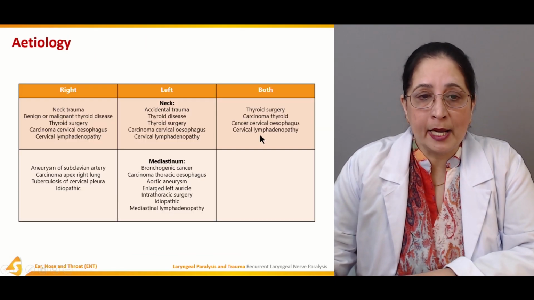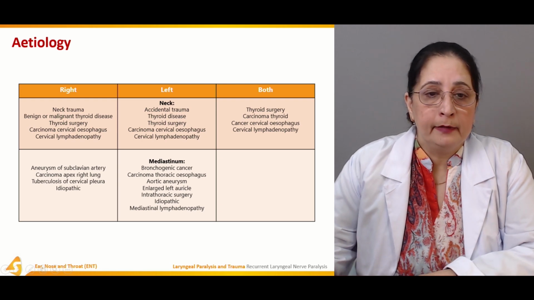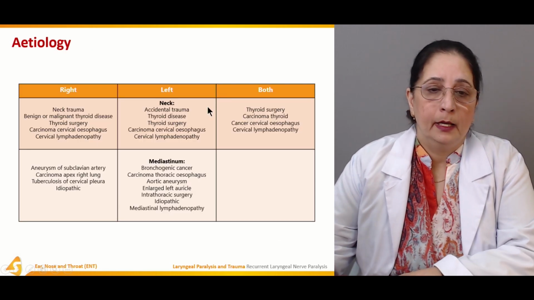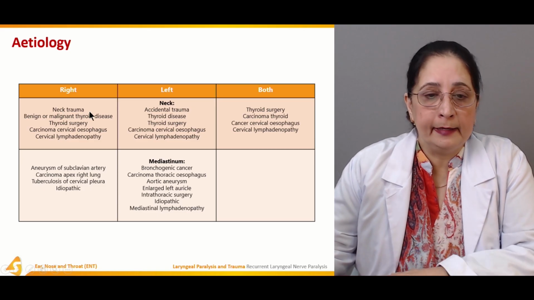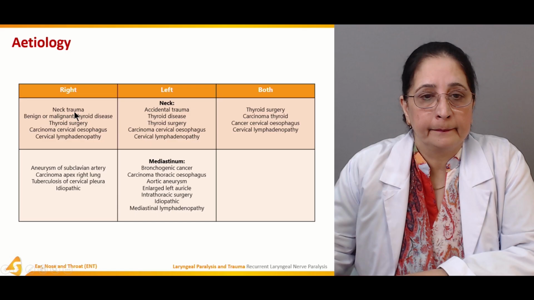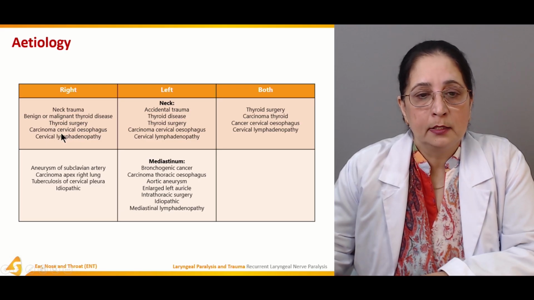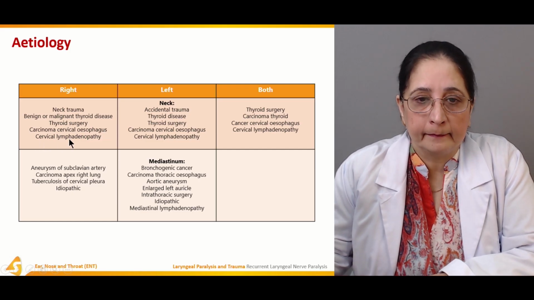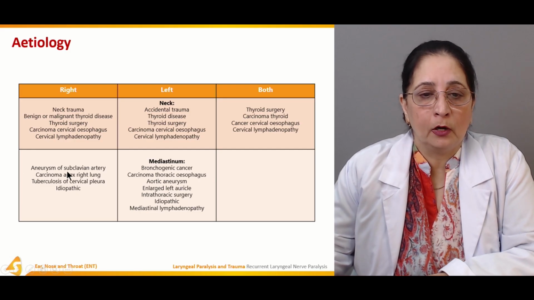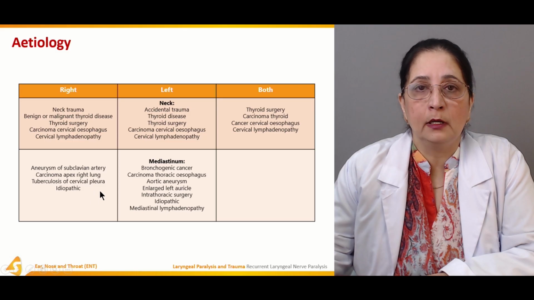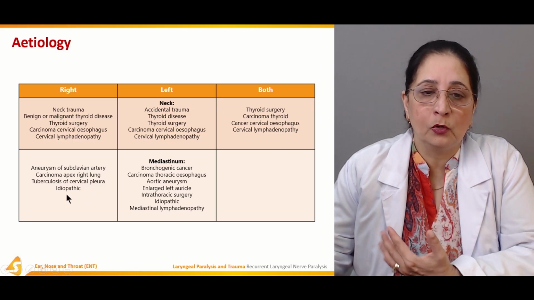Causes are on the right, left, and both. We have the right recurrent laryngeal nerve: neck trauma, benign or malignant thyroid disease, thyroid surgery, carcinoma of the cervical esophagus, cervical lymphadenopathy. And then also aneurysm of the subclavian artery, carcinoma of the apex of the right lung, tuberculosis of the cervical pleura, and idiopathic, no cause.